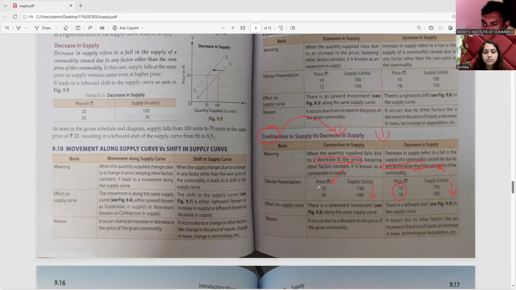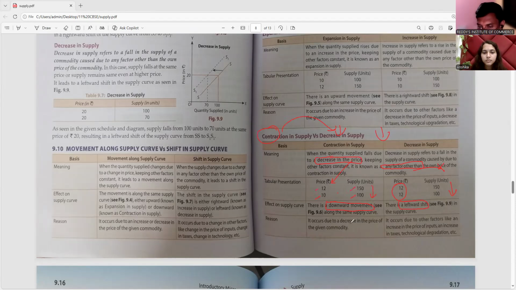In the case of contraction, price is the major factor affecting the decrease of supply. Why? Because when price was 12, supply was 150. When price fell from 12 to 10, supply also fell down. That is contraction in supply. The effect on the supply curve is a downward movement along the supply curve, and a leftward shift.